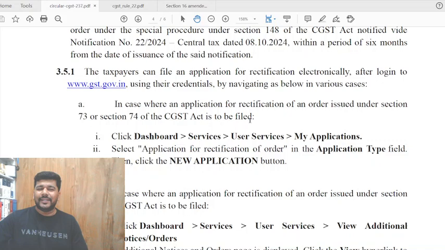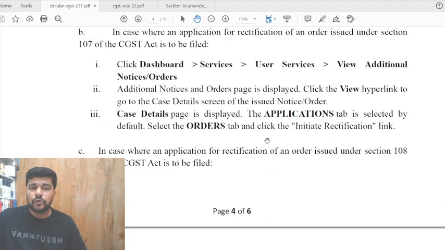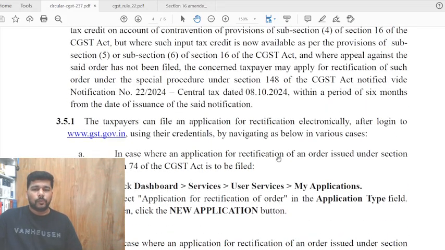Now this particular Annexure A, as I mentioned, has to be filed within 6 months from the date of this 8th of October notification. After you submit the rectification application in Annexure A, that rectification application is going to undergo a scrutiny, a thorough check. So now, why so?